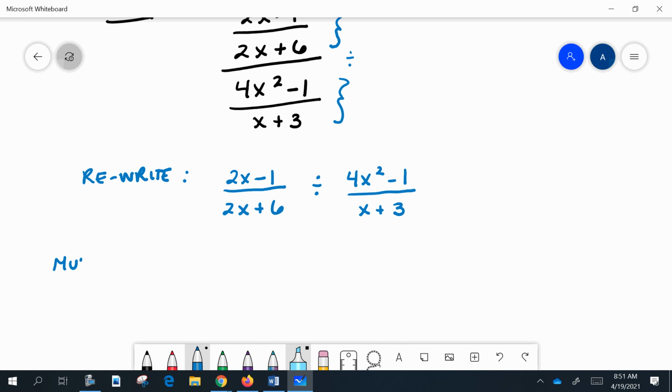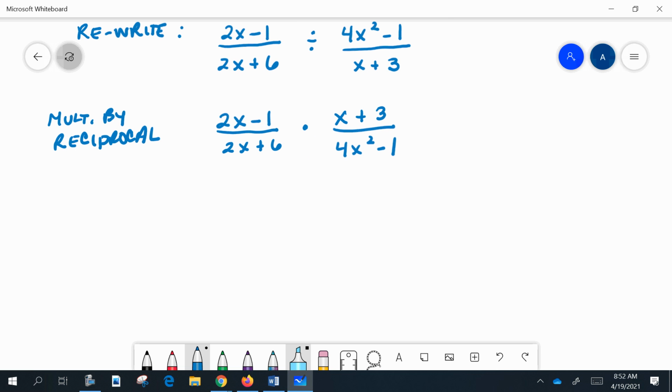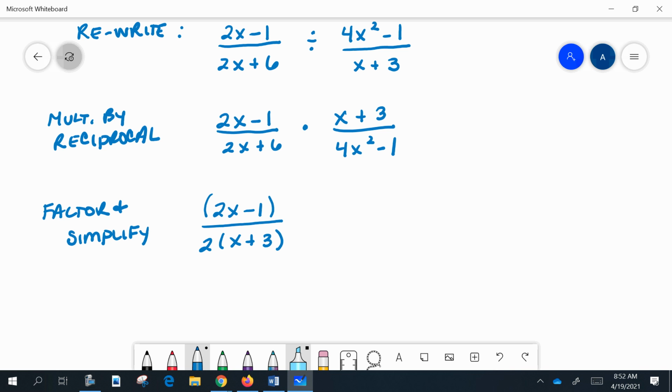Now what we're going to do is multiply by the reciprocal, because that's what we do when we divide fractions. So 2x minus 1 divided by 2x plus 6, and we're going to multiply and flip this fraction, x plus 3 divided by 4x squared minus 1. All right, now before we multiply, let's factor and simplify anything we can, and then we will multiply the fractions. Well, 2x minus 1 is already factored. 2x plus 6, we can factor out a 2. X plus 3 is already factored.